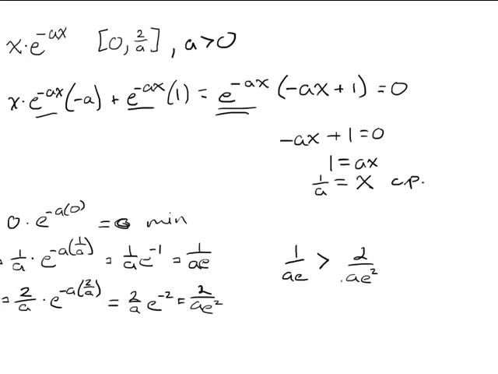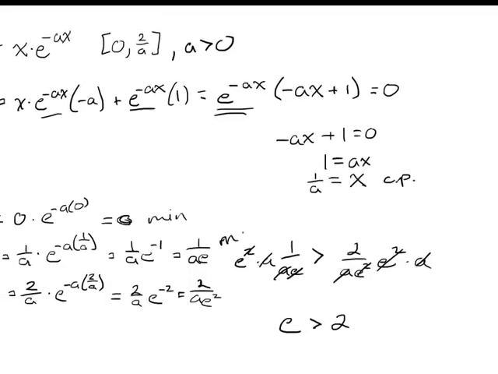And what we'll do is we'll see if we get a true statement. So we can actually multiply both sides by e squared and by a. And what that does, that cancels this, cancels this, cancels this, cancels this. The a's will cancel, and we'll cancel out one of the e's, and we get left with e greater than 2, which is a true statement. So our max is right here at 1 over ae.